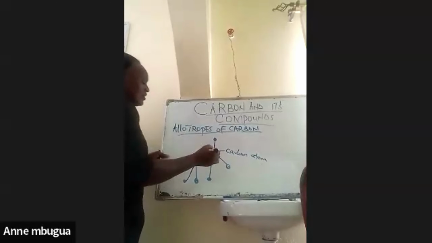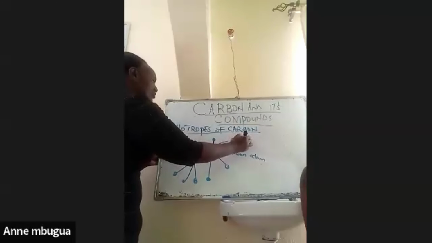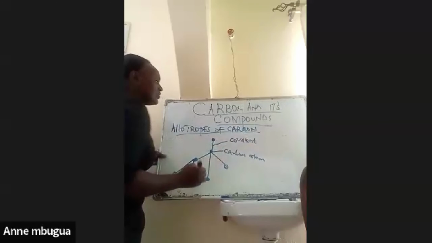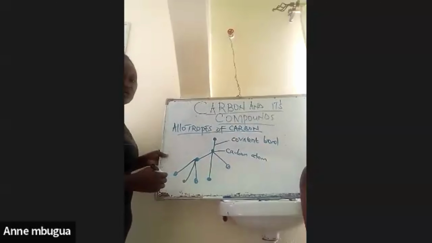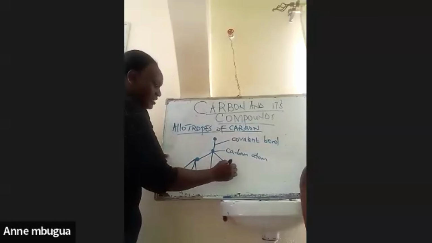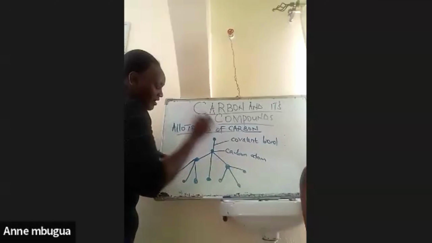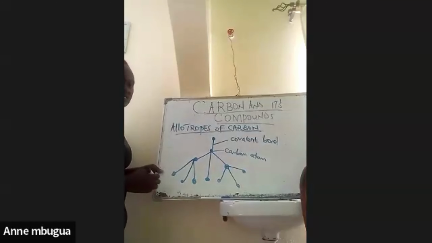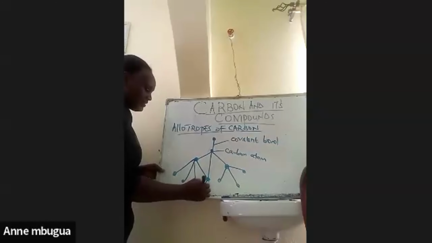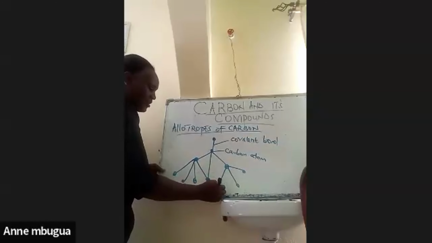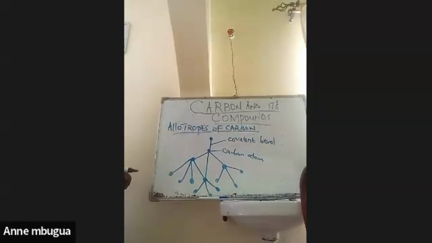In between one carbon atom and the other carbon atom, we have a strong covalent bond. This pattern repeats itself in the 3 dimensions, and that's how we end up with the giant atomic structure.